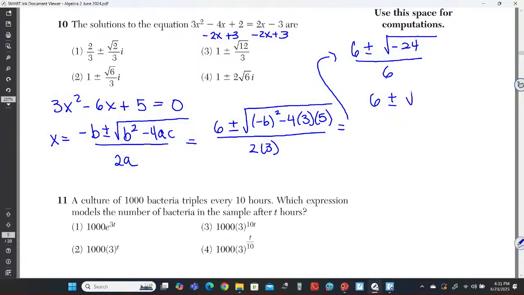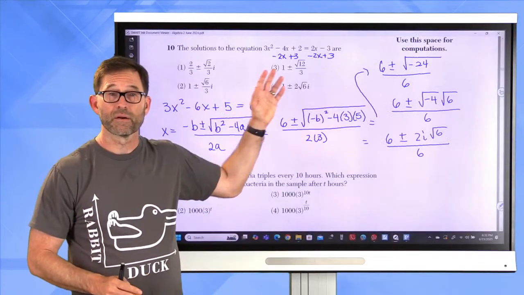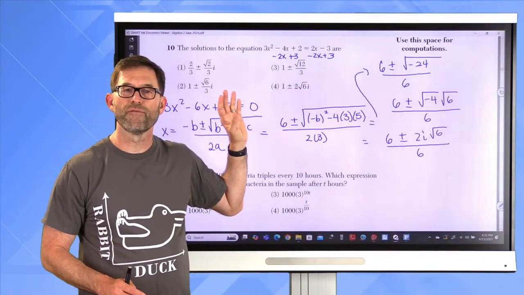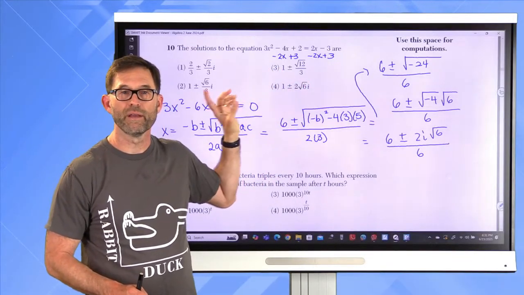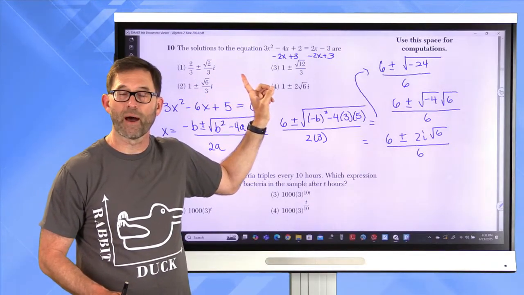6 plus or minus the square root of -4 times the square root of 6, all divided by 6. And that's going to be 6 plus or minus 2i times the square root of 6, divided by 6. Wow, and we just keep going. Now, we're getting there. We're close to being done. But notice all of these are kind of in the form of a real number, right? 2/3, let's say, plus or minus another real number times i.